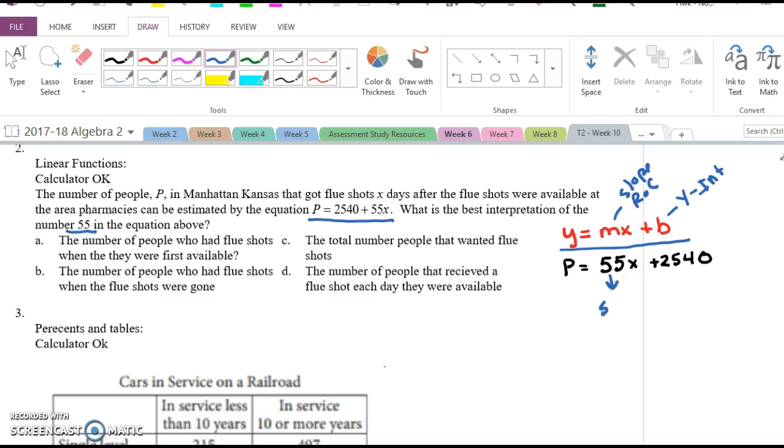Well, that must mean that is our slope or our rate of change. And so as we look at all of these choices, the number of people that received a flu shot each day, so per day, that would be a rate of change. All the rest of these answers are talking about total number. So those wouldn't be rates, those would be either y-intercepts or y values, p values along the way.